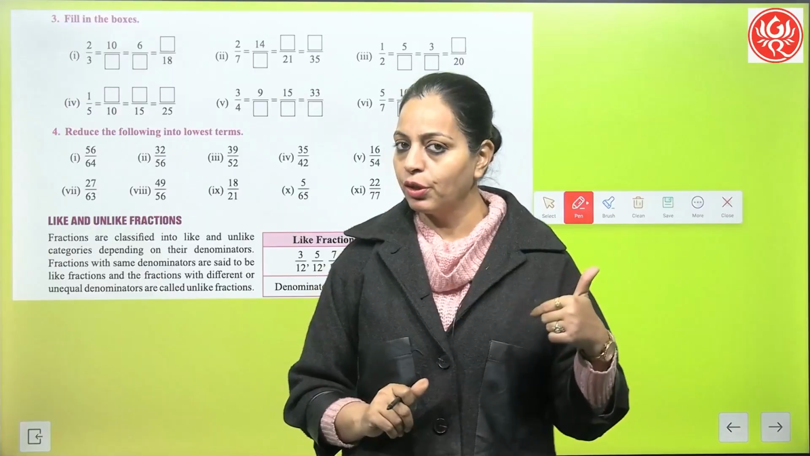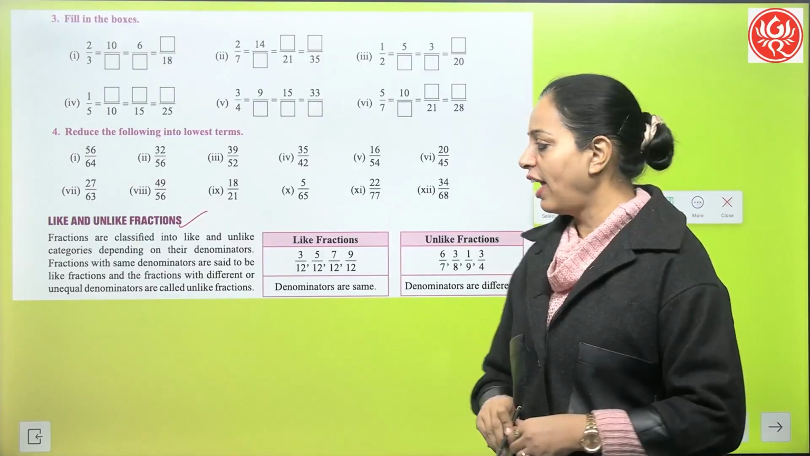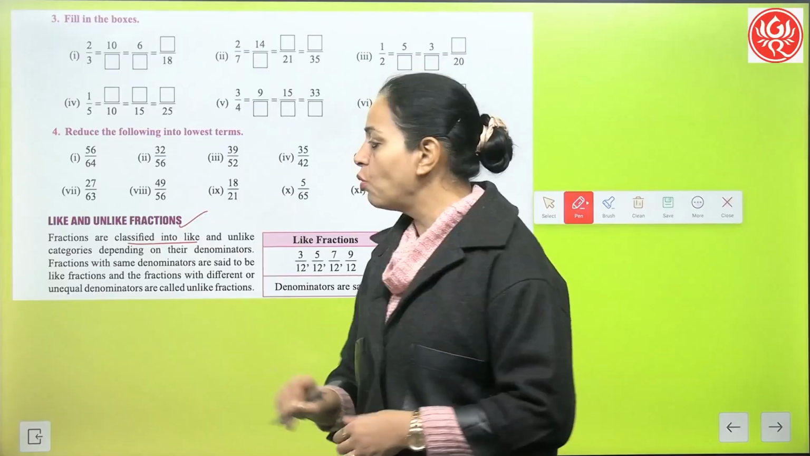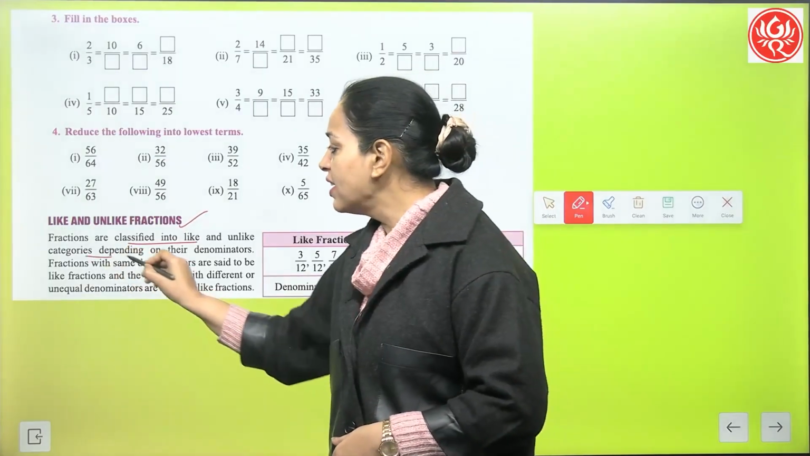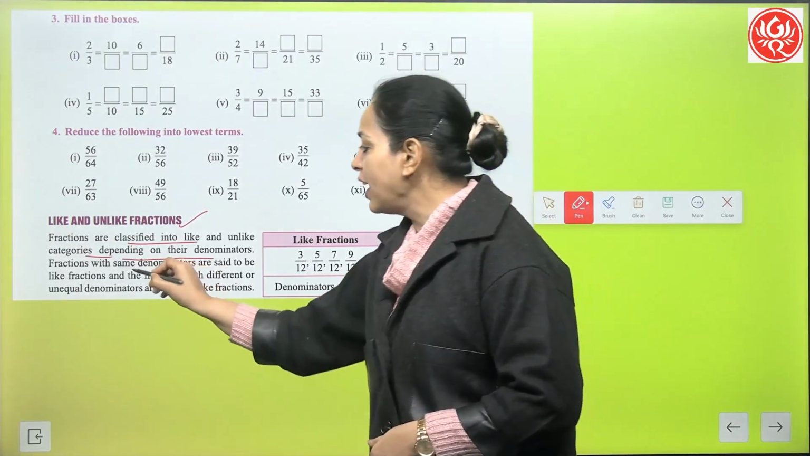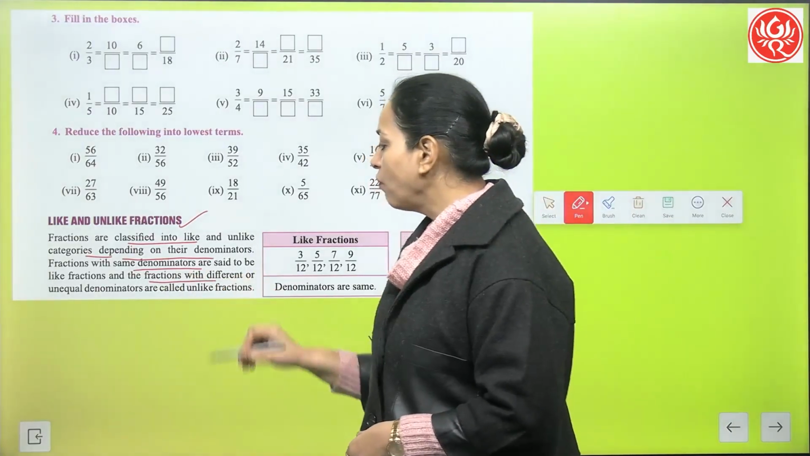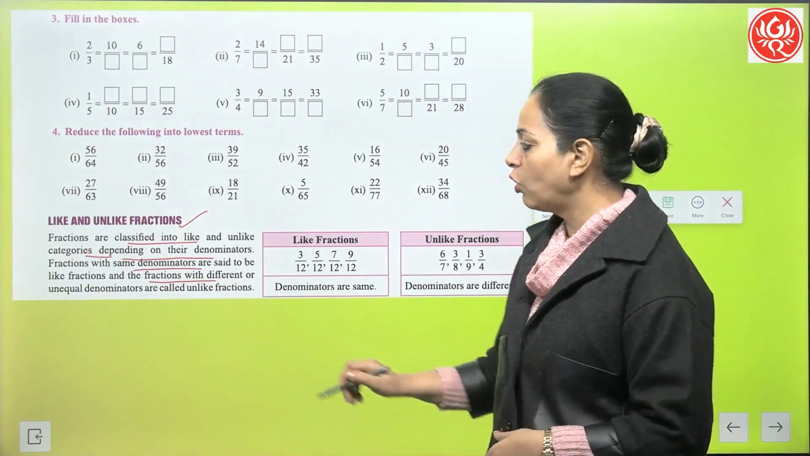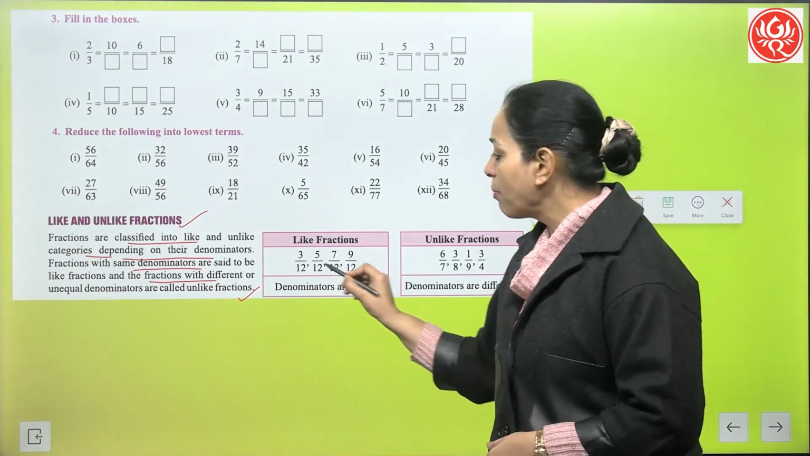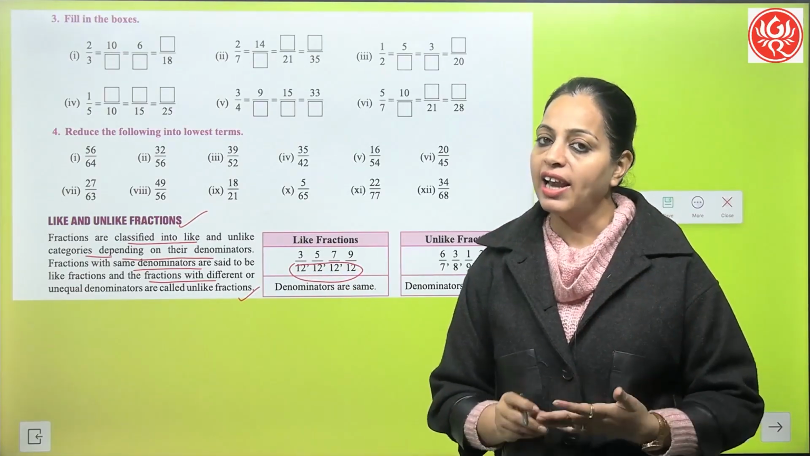Show me thumbs up. Okay, the next is like and unlike fractions. Very important. Fractions are classified into like and unlike categories depending on their denominators. Fractions with the same denominators are said to be like fractions, and fractions with different or unequal denominators are called unlike fractions. If our denominators are the same in some fractions, then these are like fractions.